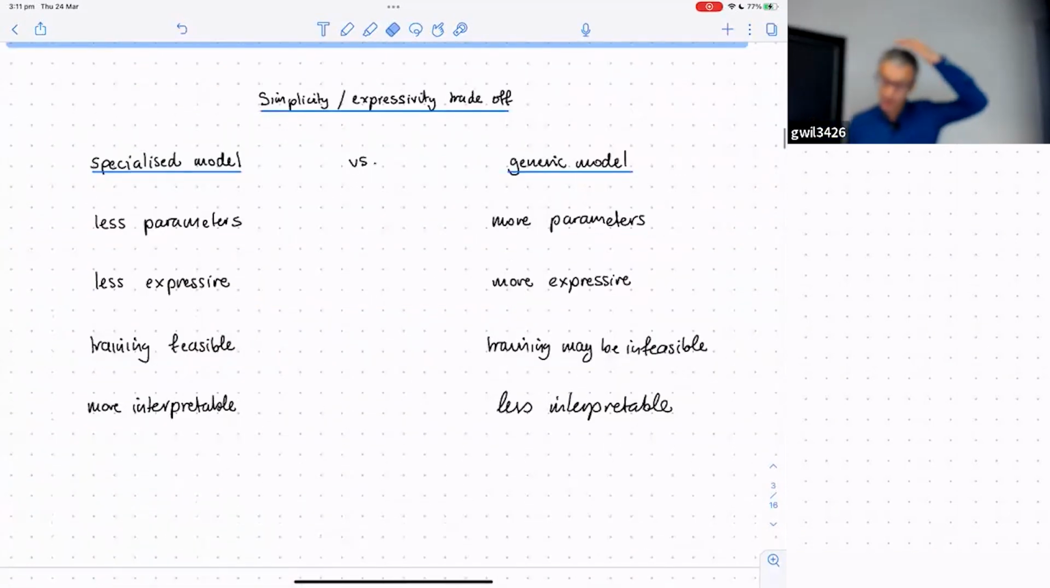And this is just the same slide, very similar to things that Georg has been saying. You have the capacity of a model, roughly speaking, how many parameters it has. And there is this trade-off between simplicity and expressivity. So a lot of parameters means you can express, for example, any function, but training may be infeasible. You might have hundreds of billions of parameters and it's less interpretable. And so there are often sweet spots in this trade-off.